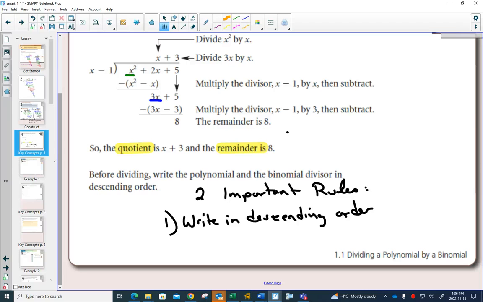Degree is its exponent. You would have learned that word way back in grade 9 and subsequently forgot it. So when we talk about the degree of something, we're talking about its exponent. So you always have to write in descending order of degree.